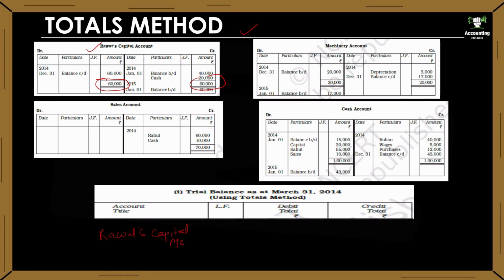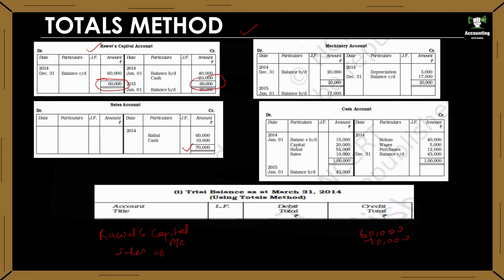Capital account is a liability, so it will have a credit balance. This 60,000 total will be taken to the credit side. Next, sales account. Sales account total is 70,000. Only the total you have to see. So, sales account is an income, no? So, it will have a credit balance.